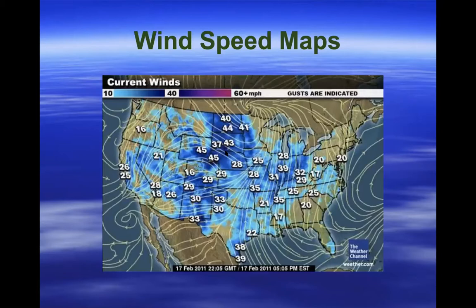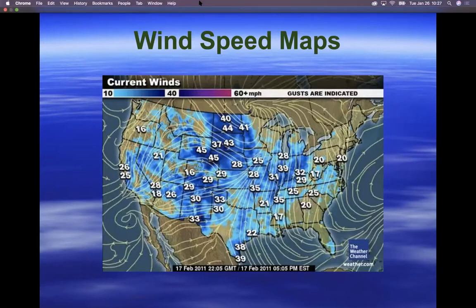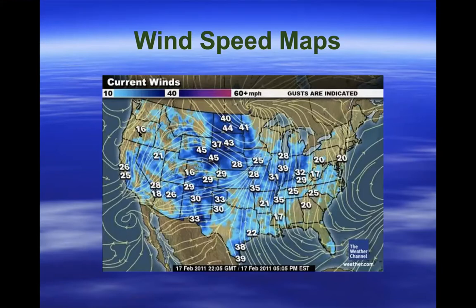Here we have a map that shows the winds. Now these are sustained winds. Whenever we see a plus by the number, that indicates wind gusts. Well, it's pretty windy in some places. Here we see 16 miles per hour, 21 miles per hour. Let's see, wow, right there, there's something going on there. We've got winds that are sustained at 45 miles per hour.